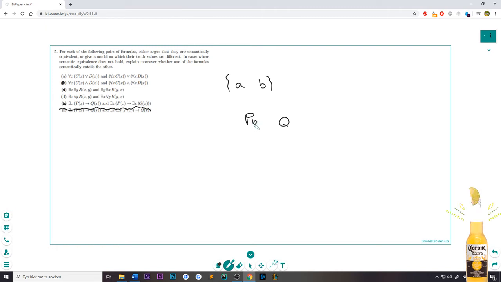Let's say we make this B and this B, then it does hold, right? Plus, you can't have different x's here. You can only have one, the same x.